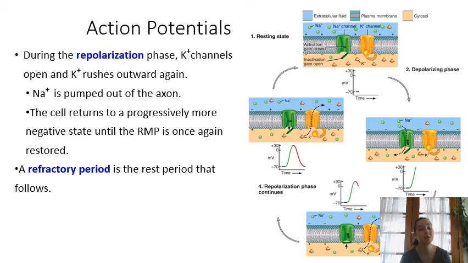And until we do, the cell's in a refractory period. That refractory period is a period where we cannot re-stimulate that cell. We can't re-initiate an action potential until we've gone back to normal, right? So we have to repolarize, get back to normal, and while we're doing that, the cell is in a refractory period.